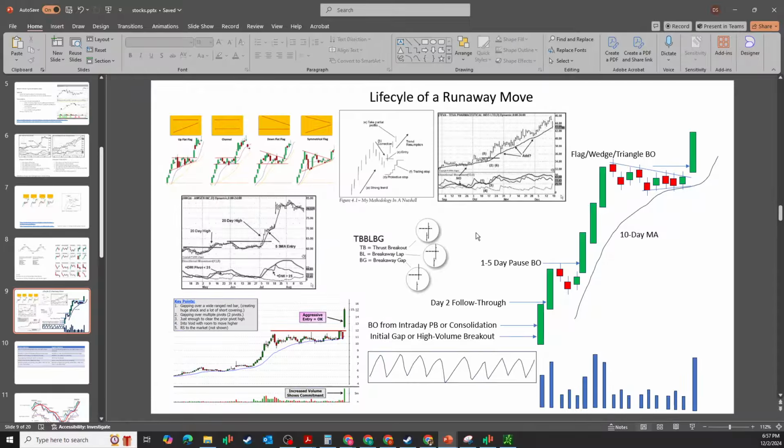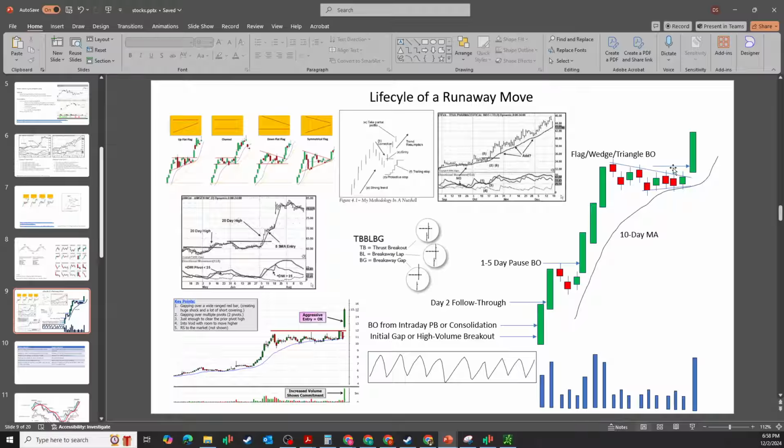So I hope you found this to be helpful. If you're a newer trader, I would focus most of your energy on one of these setups. I would not try to do all of these setups at the same time because you're not going to do very, very well. I would focus on maybe starting with gaps and understanding the nuances of gaps, or starting with the breakouts of these 1 to 5 day pauses, or start with flags or wedge or triangle breakouts. But I wouldn't try to do all of these at once.